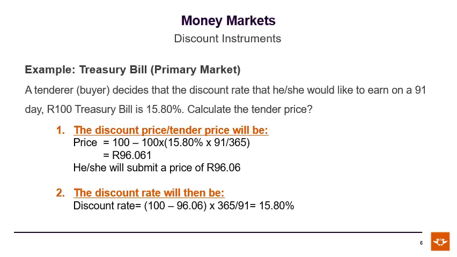The reason we're using the actual over 365 is because we're working in rands, and South Africa uses the actual over 365 day count convention. And we end up with the price of 96 rand and 6 cents. That's the price they should tender for these treasury bills at. And if we go back and we work out the discount rate, then if we subtract the 96.06 from 100 and we ratio it up to 365 over 91, we end up with 15.8% as our discount rate.